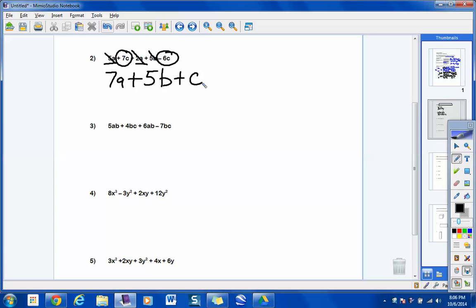3. You got 5ab and 6ab. Okay? You got two variables in there, but they're the same variables. So you can combine them. So you've got 11ab. And then you've got a positive 4bc, which would combine with negative 7bc. Okay, positive 4, negative 7 is a negative 3. So I'm going to put minus 3bc.